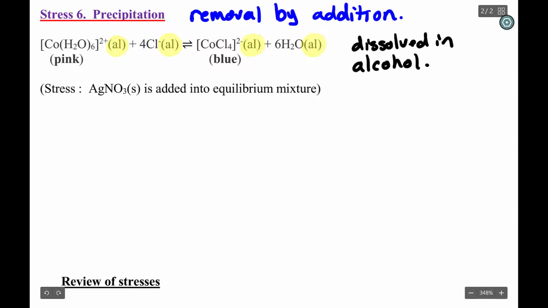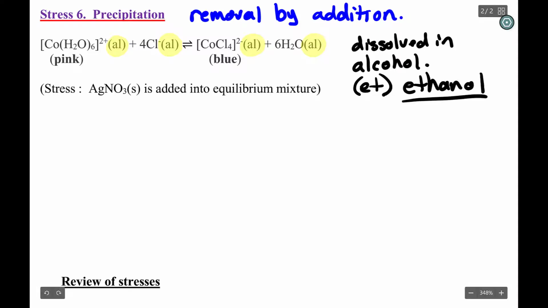AQ means dissolved in water. Now, another way of saying dissolved in alcohol is to give the specific type of alcohol. So I've also seen this reaction, which is a really famous equilibrium reaction, written with the state ET, which essentially means dissolved in alcohol, but more specifically ethanol.